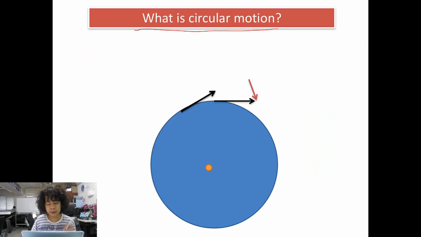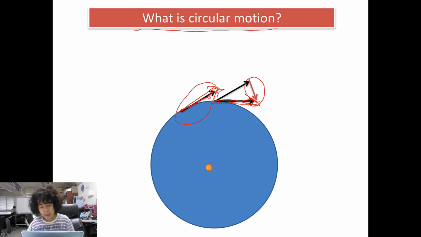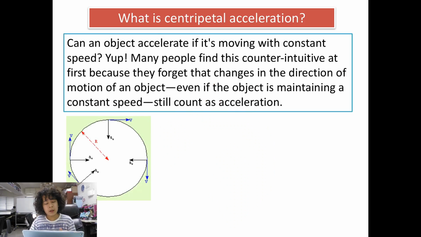And what is circular motion? Now you can see this animation. At first you can see the velocity toward here, velocity like that. When this turns from here to here, and if you move it to here, you will find this red part is the change in velocity, or you can say it's the acceleration. And if you move it back to here, you will find that this acceleration points to the center of a circle. So what is centripetal acceleration?